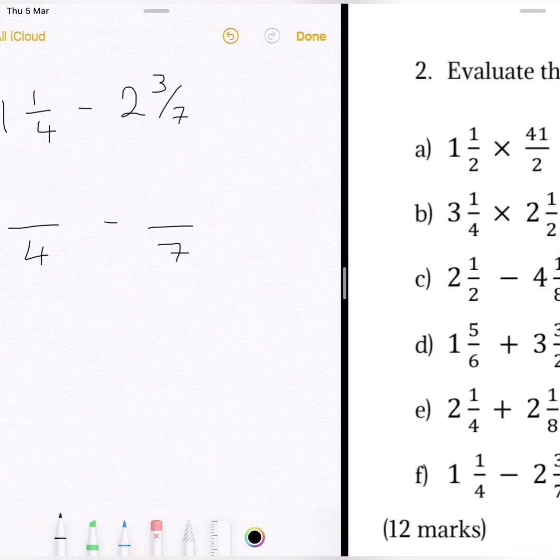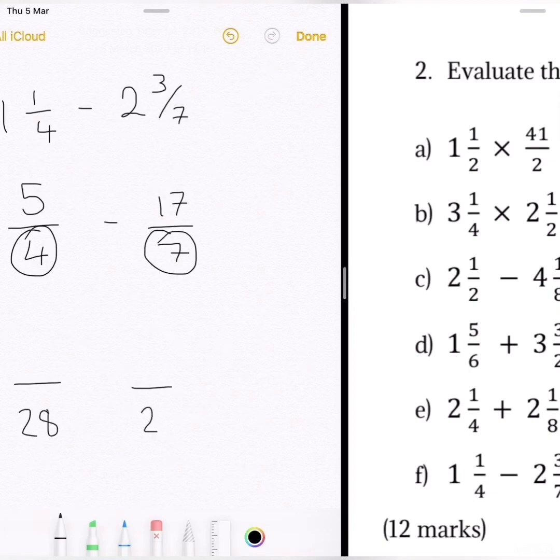So 1 times 4 is 4, plus 1 is 5. 2 times 7 is 14, plus 3 is 17. But then we have to get them as common denominators. So we do 4 times 7, which is 28. So what do we do to this fraction? We times by 7. 5 times 7 is 35. This fraction we need to times by 4.